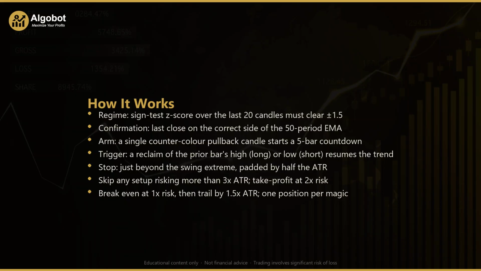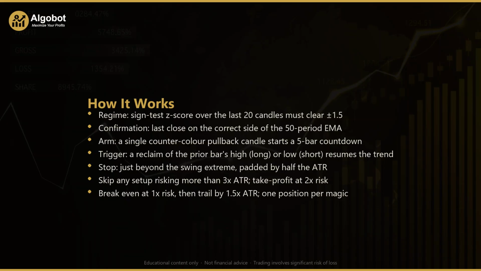For shorts, everything mirrors. A bullish rally candle arms the setup, and a bearish candle closing below the previous bar's low confirms the short. Importantly, if the regime disappears before the trigger, the pending arm is dropped immediately. It never carries across a flip.